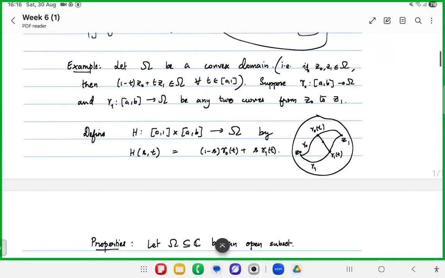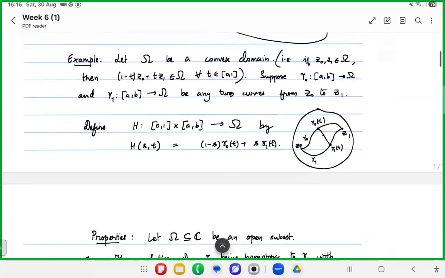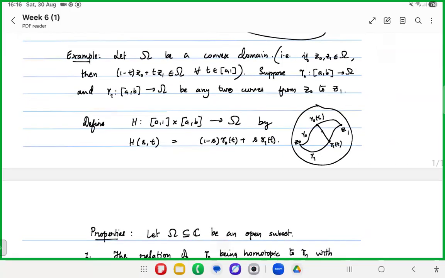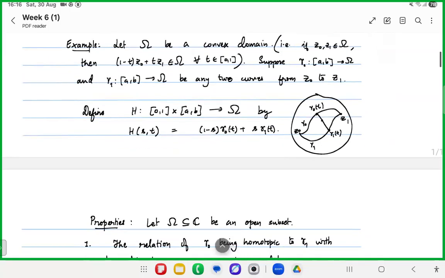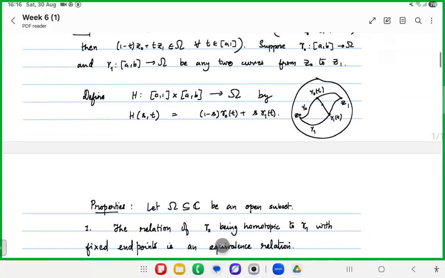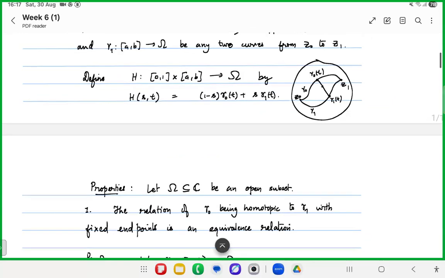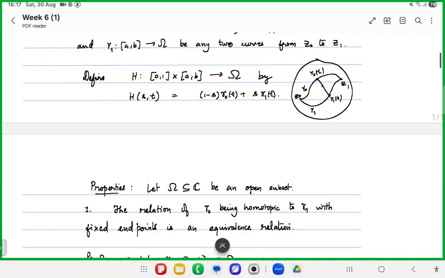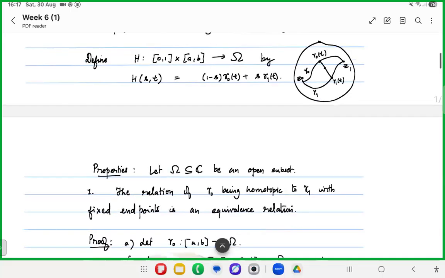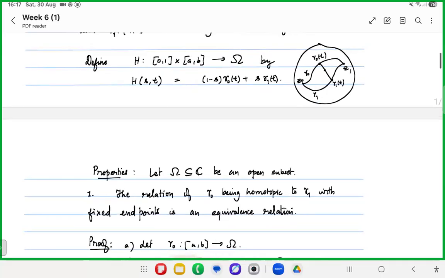The first example is in complex domains. If we have two curves with fixed endpoints, I mean their endpoints are the same, then from one curve to the other curve there is a linear homotopy, which is defined here. And also you can see from the picture, because nothing is missing in between, we can continuously deform from one curve to the other curve. So here is the definition of the homotopy, right?